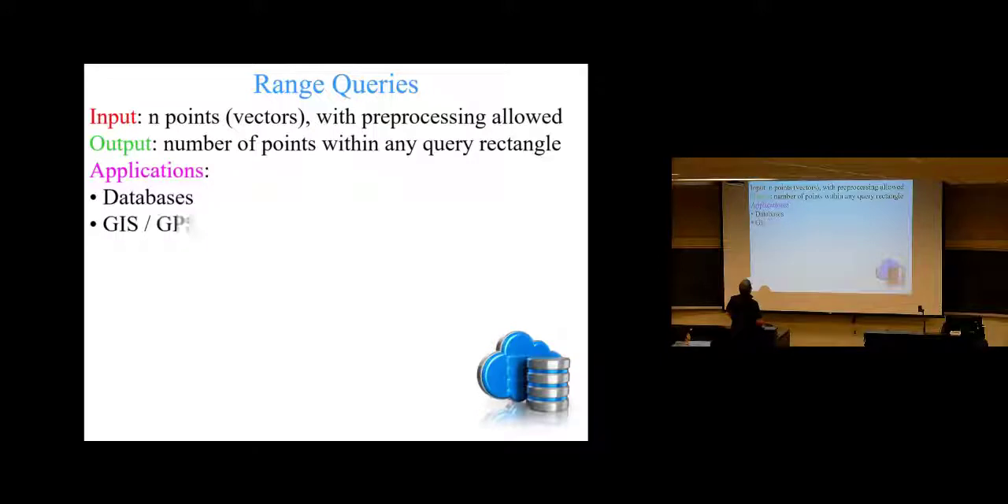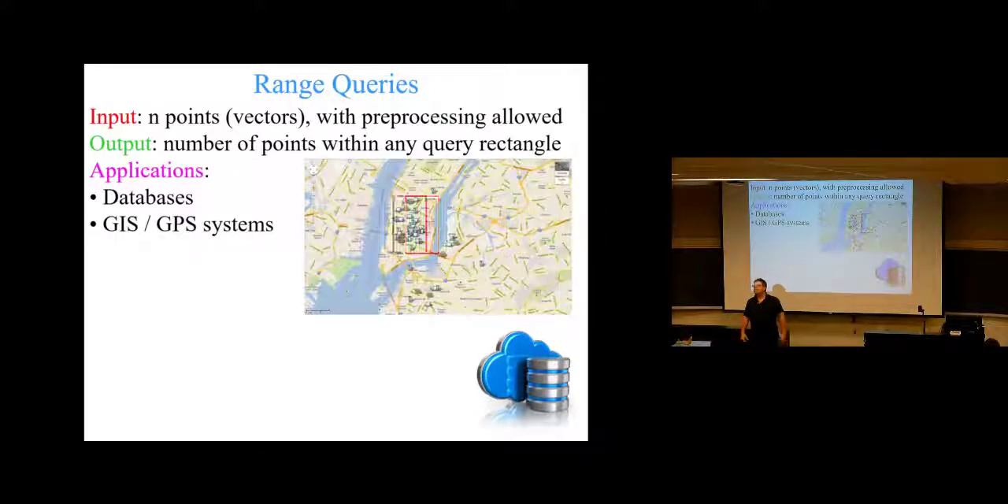So again, applications in databases. For example, if I ask you how many employees of UVA are between 25 and 35 years of age, or were born between, I don't know, 1980 and the year 2000, that's a two-dimensional range query. How do you get that?